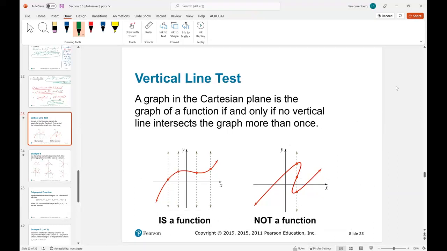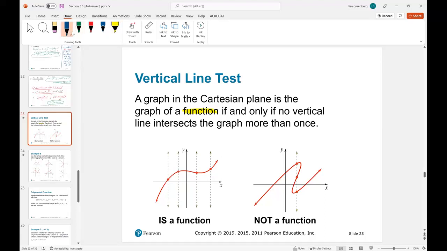Okay, so let's read it. A graph in the Cartesian plane is the graph of a function if and only if no vertical line intersects the graph in more than one place.